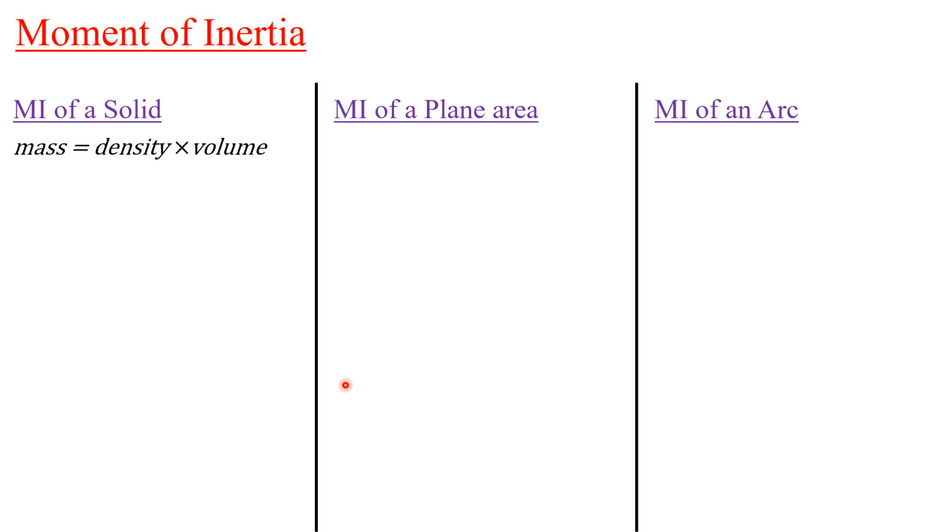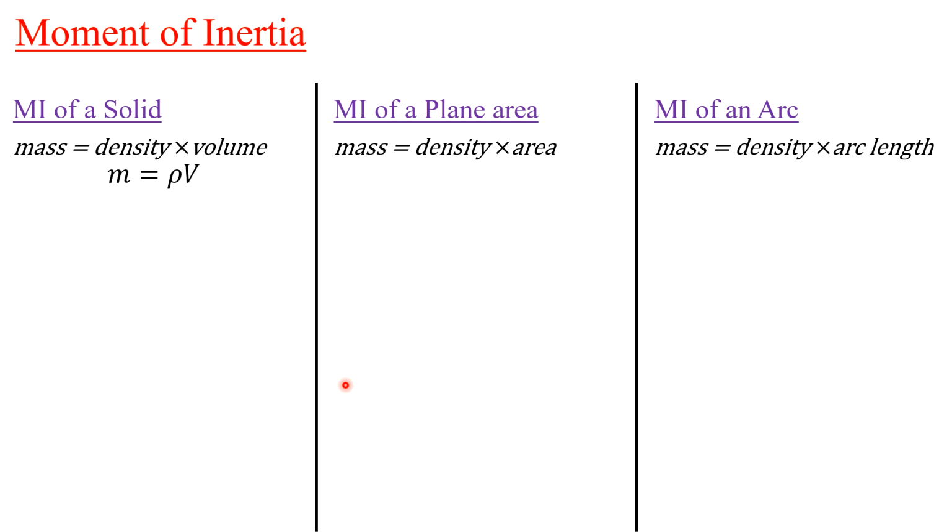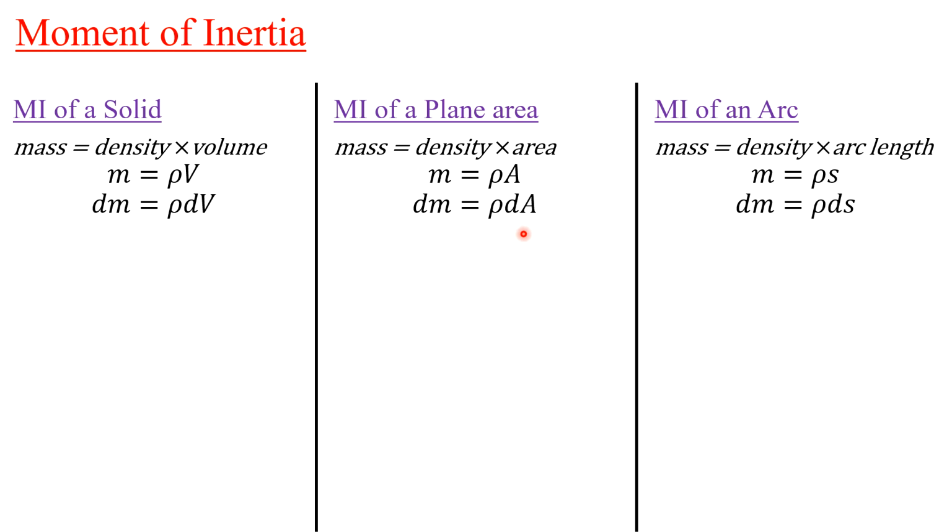For a solid, mass is equal to density times volume. For a plane area, mass is density times area. And for an arc, mass is density times arc length. So for a solid, m is equal to rho into V. For plane area, m is equal to rho into A. And for an arc, m is equal to rho into s. Therefore, for a solid, dm is equal to rho into dV. For area, dm is equal to rho into dA. And for an arc, dm is equal to rho into ds.